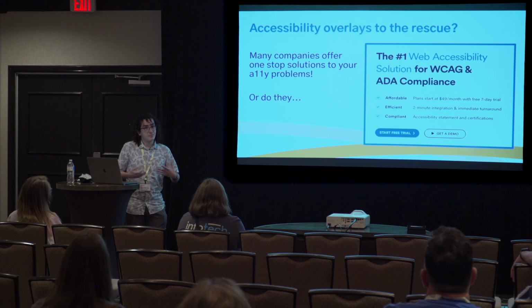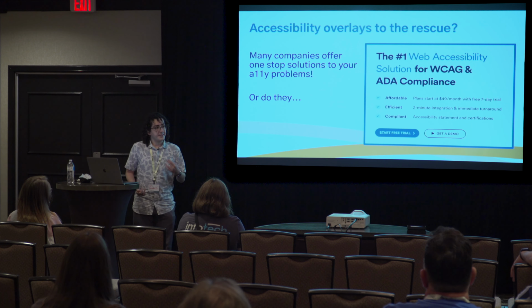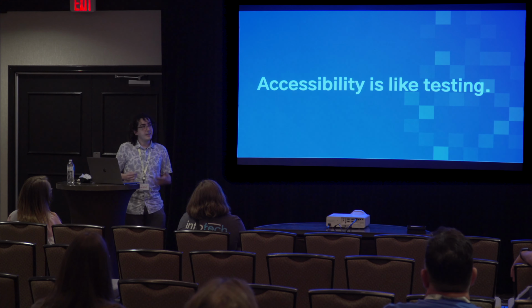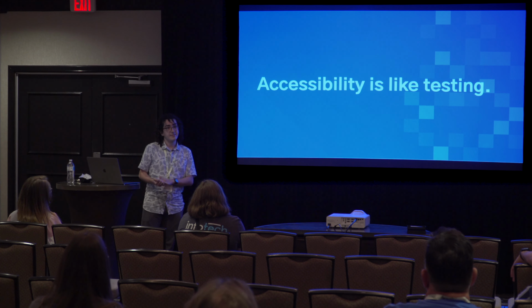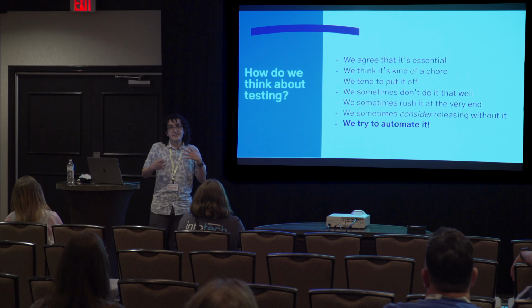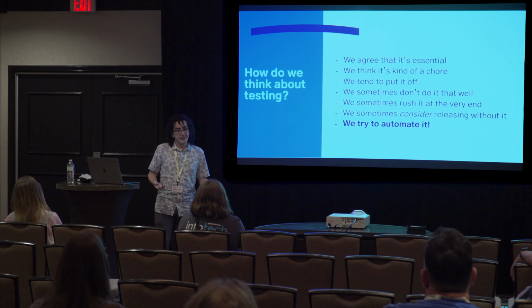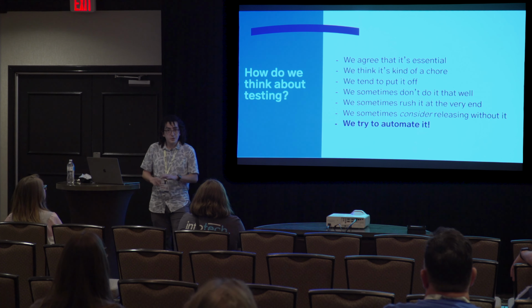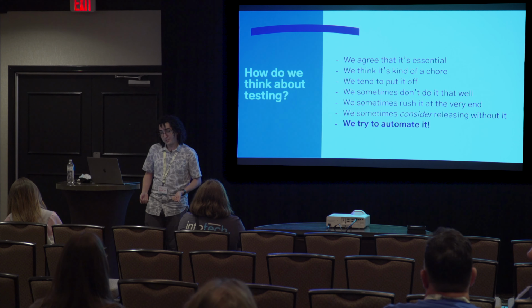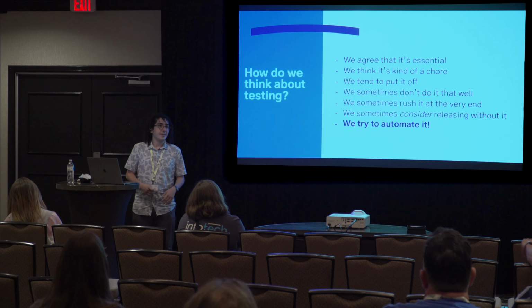And to explain more about why that is, there's an analogy that I think is really apt that I'm going to come back to throughout this talk. And it's the fact that accessibility is like testing in a lot of different ways. So just to start off, how do we think about testing, right? It's one of those things that we all know that we have to do. Nobody's ever going to question the fact that every piece of code we write should be properly tested. It's not our favorite thing to do.